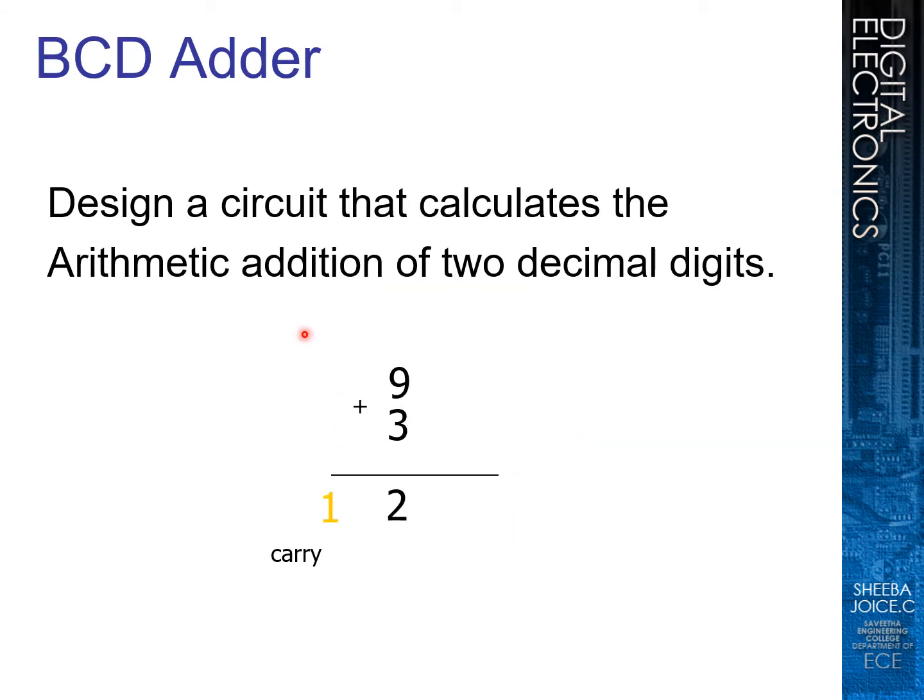Now let us try to add two decimal digits 9 and 3. When we add 9 and 3 we get 12. Here we mean this 1 to be the carry.